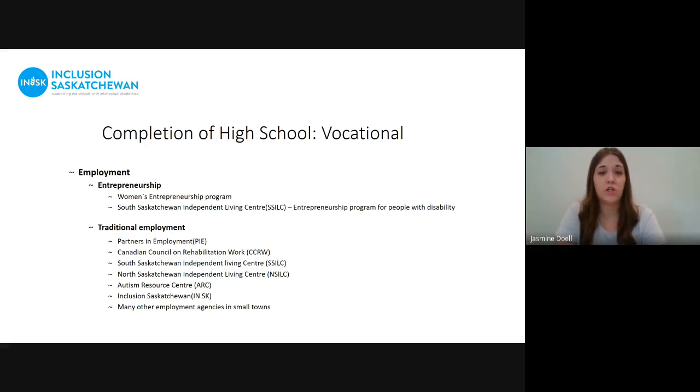In regards to traditional employment, some agencies and organizations that could be beneficial include Partners in Employment, Canadian Council on Rehabilitation, South Saskatchewan Independent Living Centre, North Saskatchewan Independent Living Centre, Autism Resource Centre, Inclusion Saskatchewan, and there are other employment agencies in other small towns and different areas also.